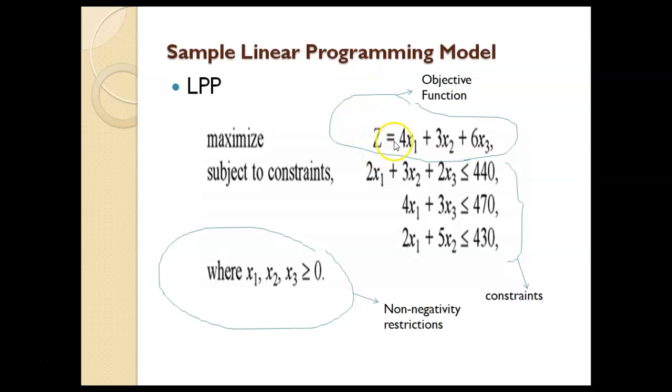Now this z is equal to this. This is the objective function that we would like to maximize. And these are the constraints. These three are the constraints. And where x1, x2, x3 greater than equal to 0. So these are called as non-negativity restrictions.